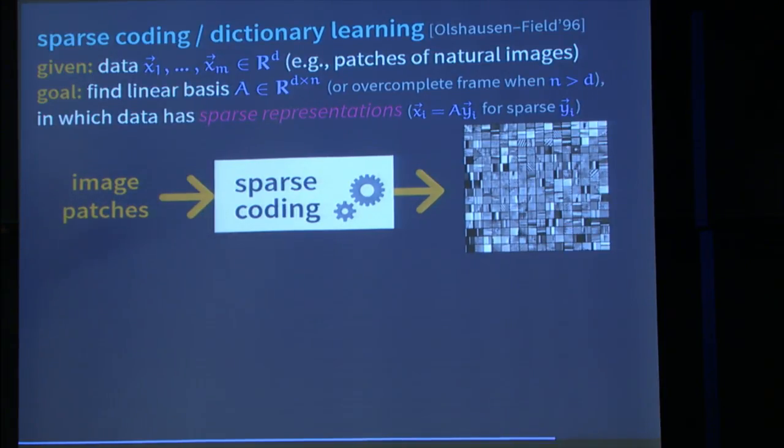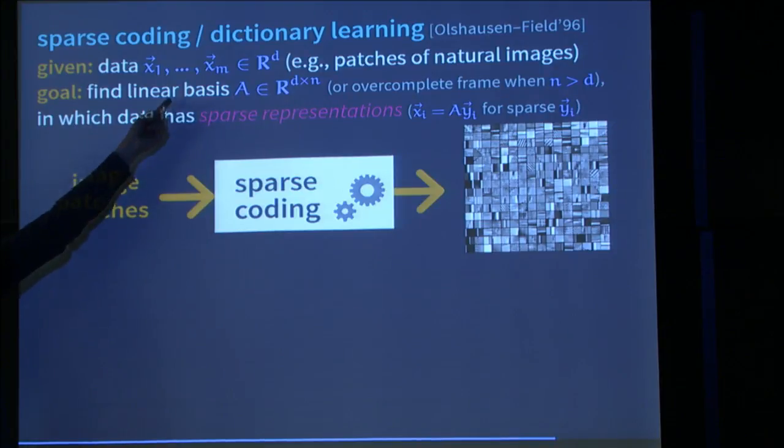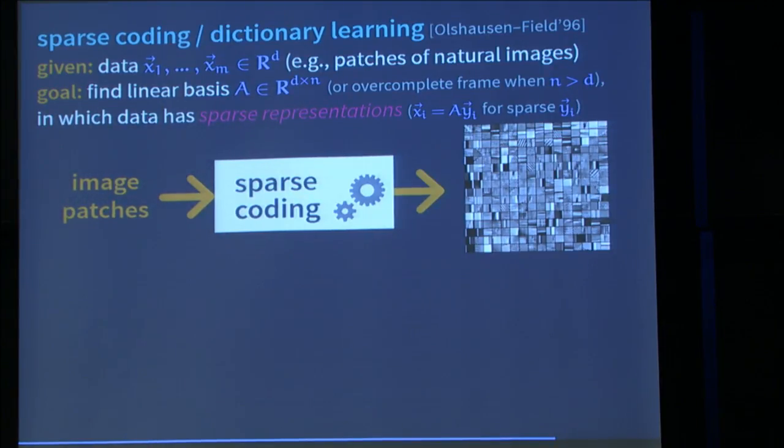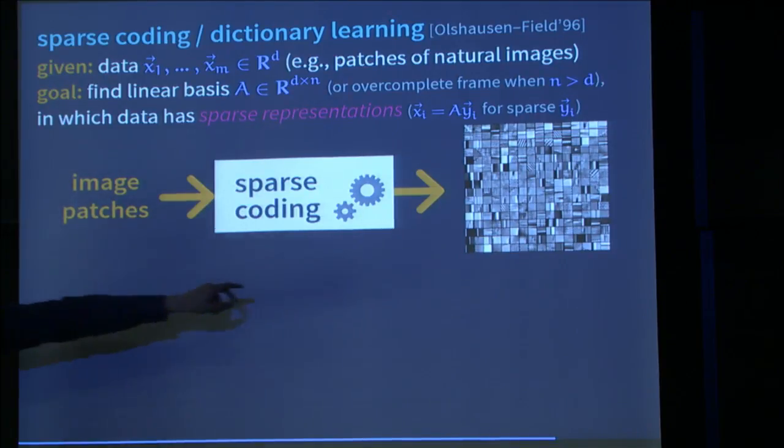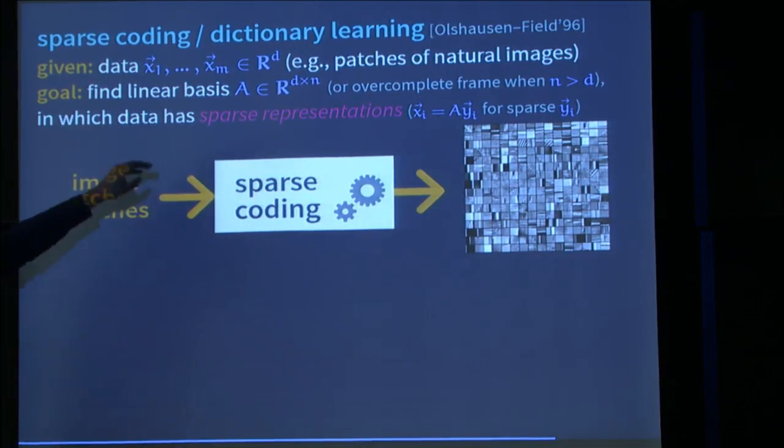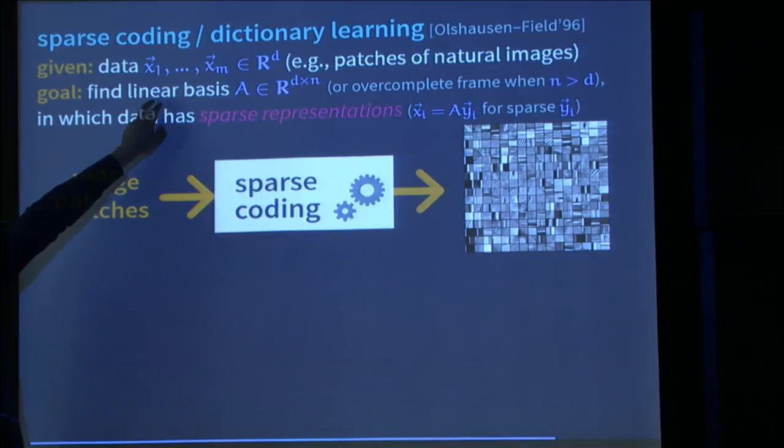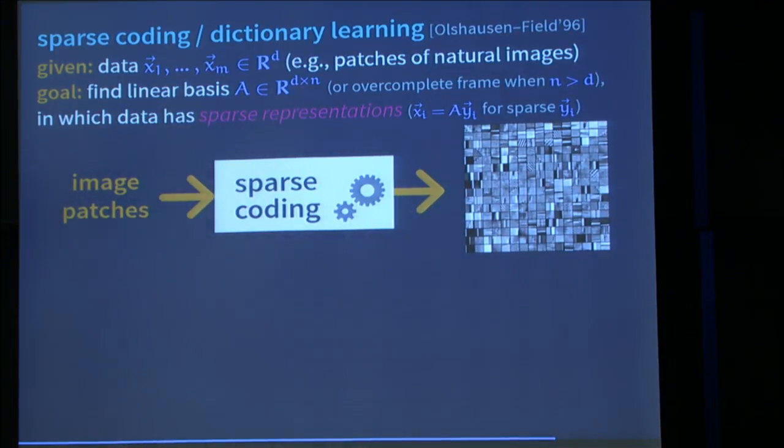I should have said what this right hand side is. There are some heuristic algorithms that try to do this. If you do this on patches of natural images, the columns of the matrix A that you get will correspond to the kinds of patterns that you can see on the right. These small patterns will form the columns of this matrix A, and then what it says is that patches of natural images can be well approximated as sparse linear combinations of these kinds of patterns.